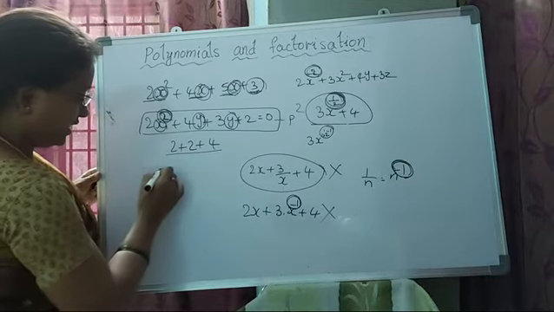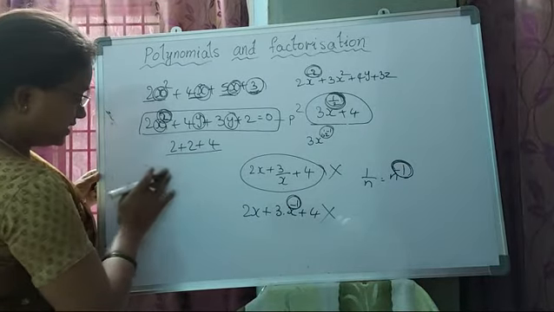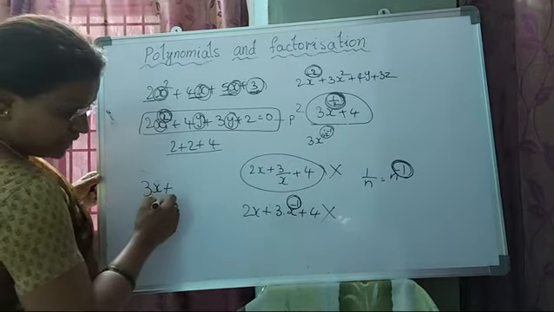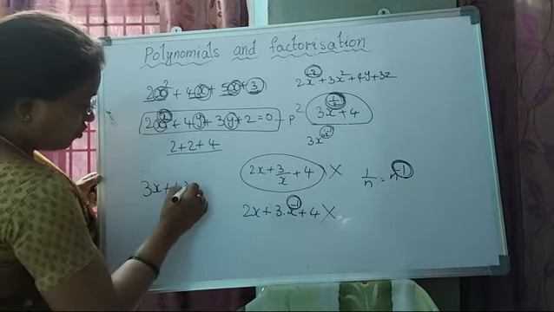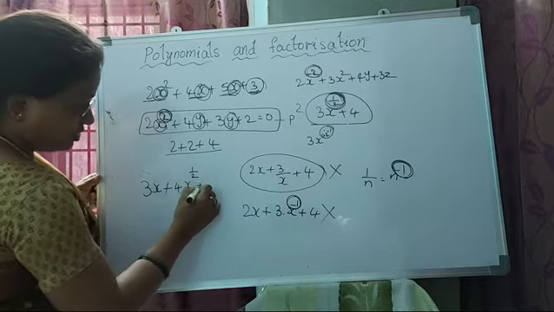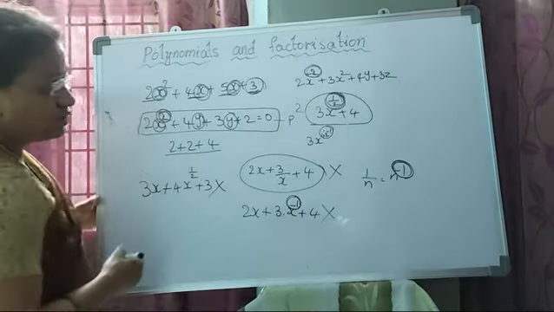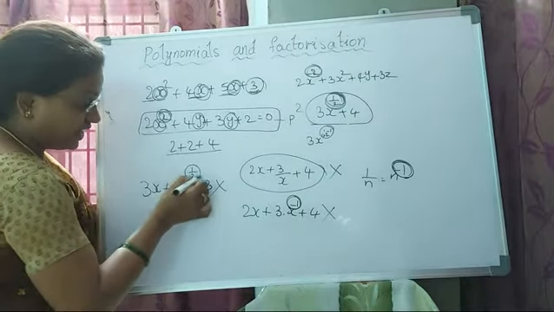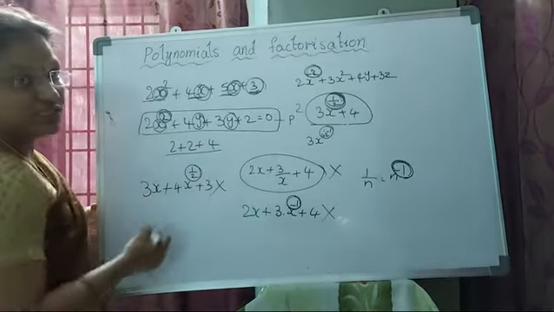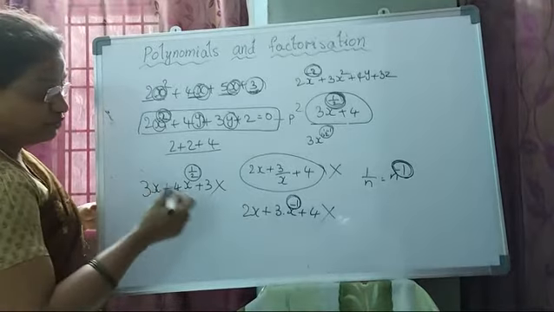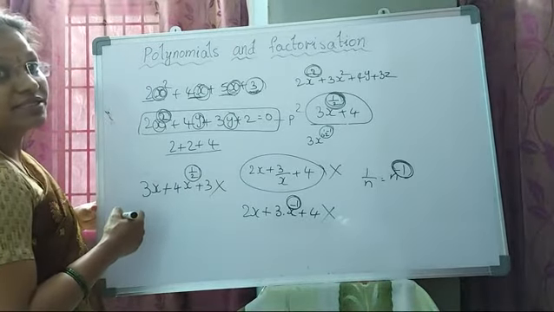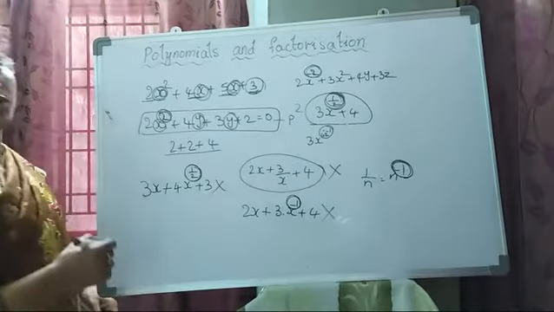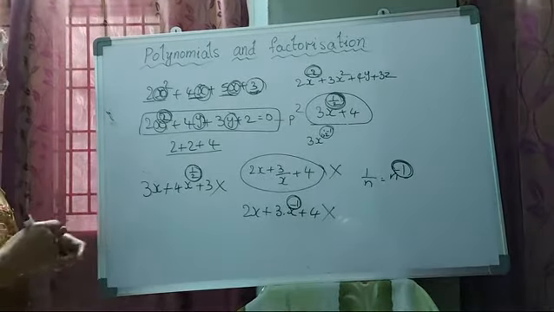For example, 3x power 1 by 3x plus 4x to the power of 1 by 2 plus 3. This is also not a polynomial. Why? Because we are having fraction form. If you change that into the numerator's place, it becomes negative values. If you have negative values in the exponents, then we can say that it is not a polynomial.